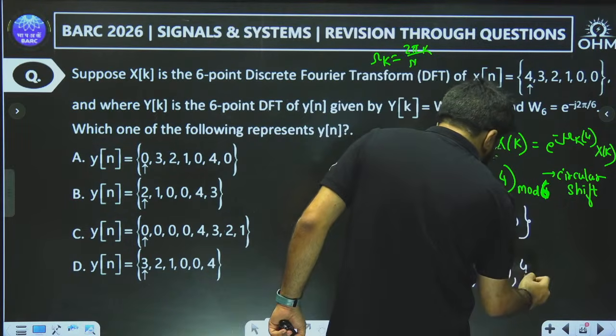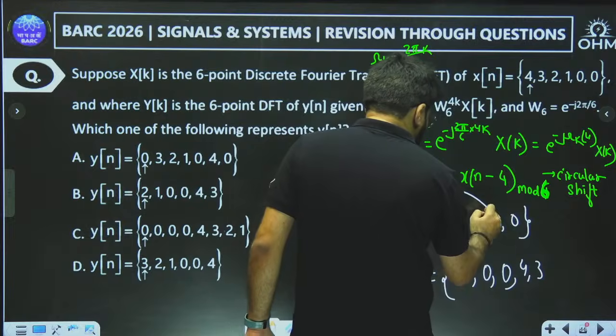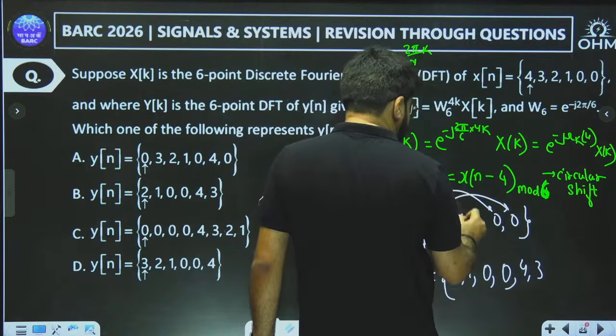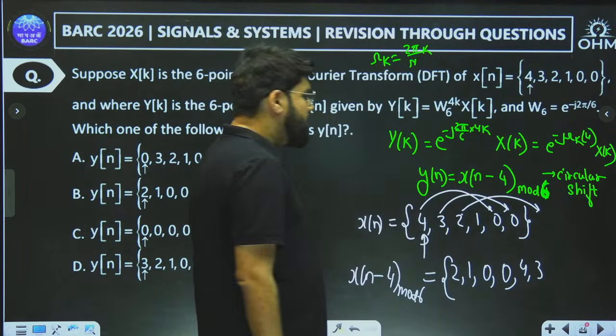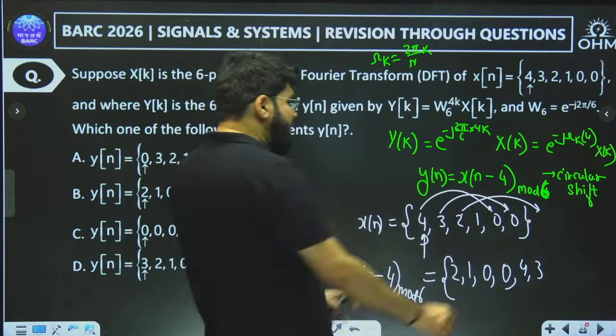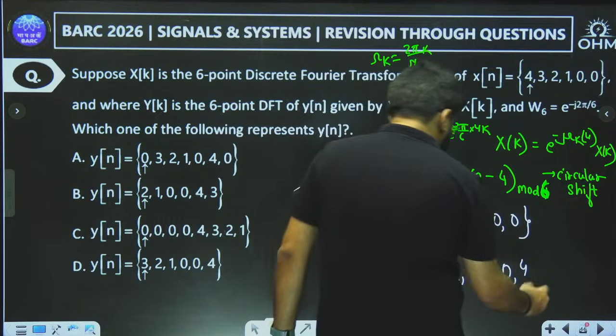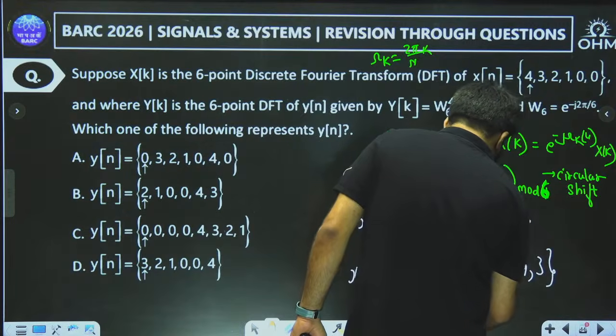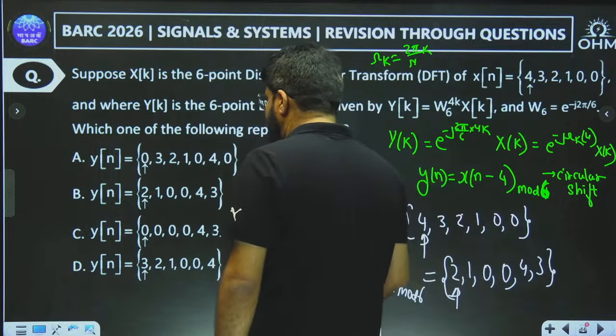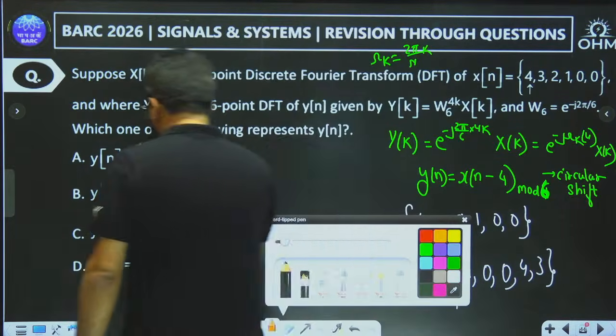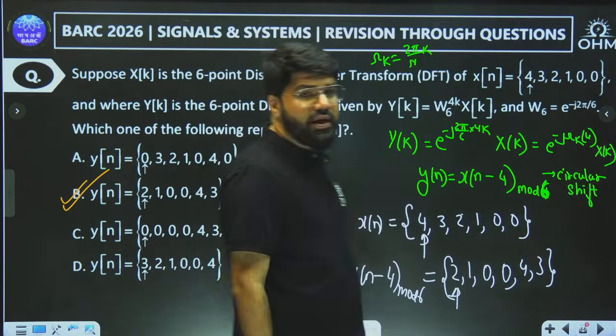This is 4-place right shifted, but the values cannot go outside. So whatever should come up here, 2, 1, 0, 0, comes to the beginning. This is what circular shifting is. So the answer has to be 2, 1, 0, 0, 4, 3. Answer is B.